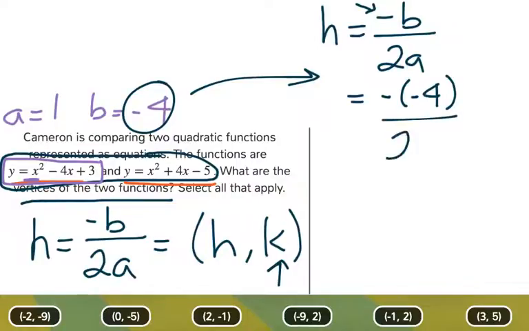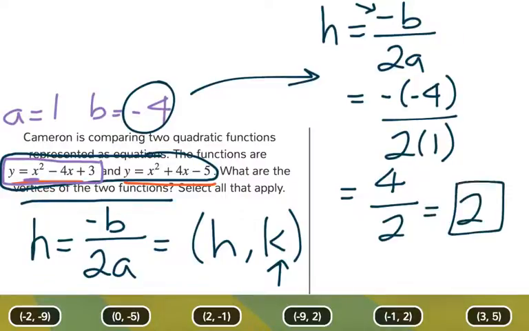Divide by 2a. A is just 1. We're going to multiply here. Negative times negative gives you a positive, so negative 1 times negative 4 is positive 4. 2 times 1 is 2. 4 divided by 2 is 2. So h, the x-coordinate of the vertex of our first function, is 2.